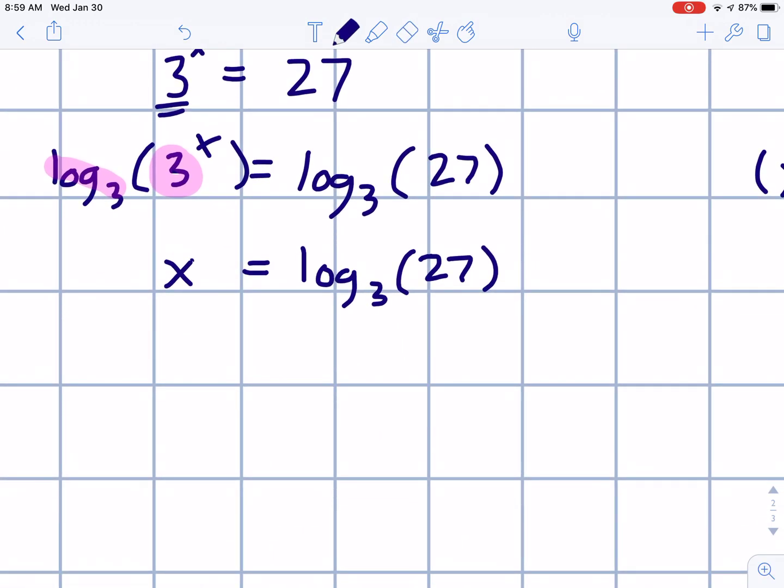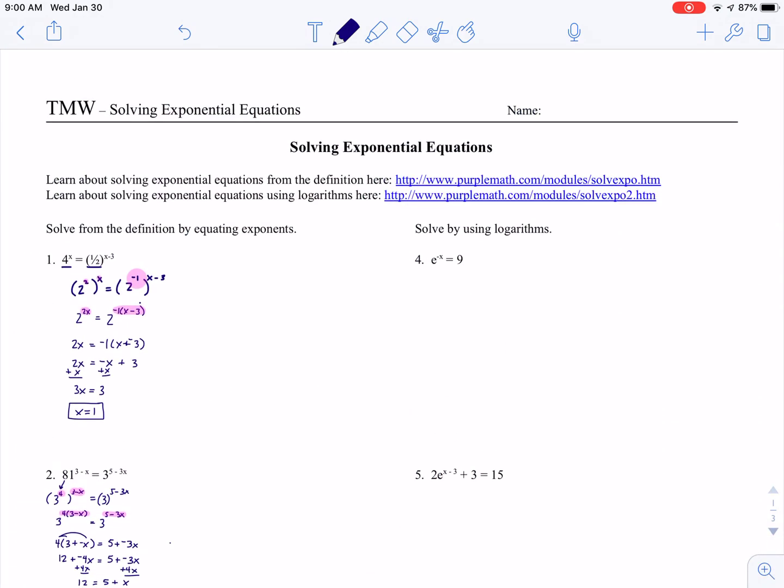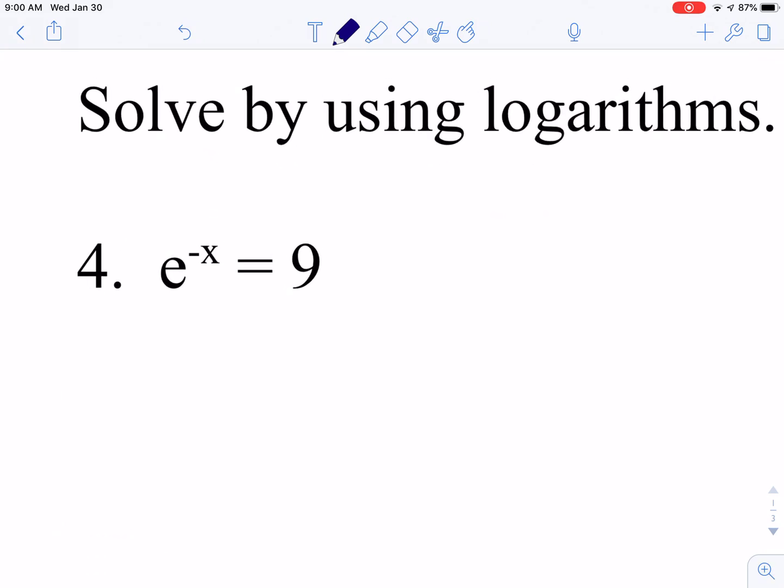And log base 3 of 27 you can do in your calculator. But log base 3 of 27 is indeed 3, because 3 to the third is equal to 27. So you actually find this one easier than the last one, although it probably feels more complicated right now, because there's a very simple technique to solve them. And once we do a few together, it'll be fine.